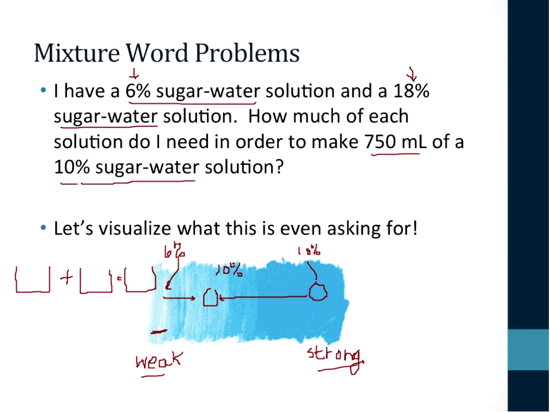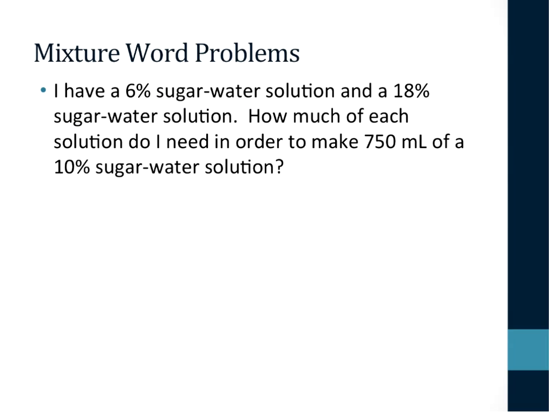That's kind of my way of visualizing what's going on in these mixture problems. I'm going to take a weak solution and a strong solution. I'm going to mix them together to get something in between. I can't get any stronger than 18%. I can't get any weaker than 6%. I'm going to get something in between. So I use something called the bucket method.